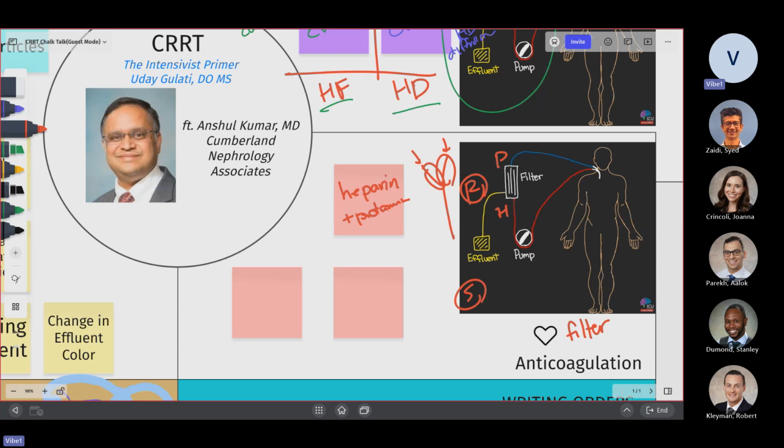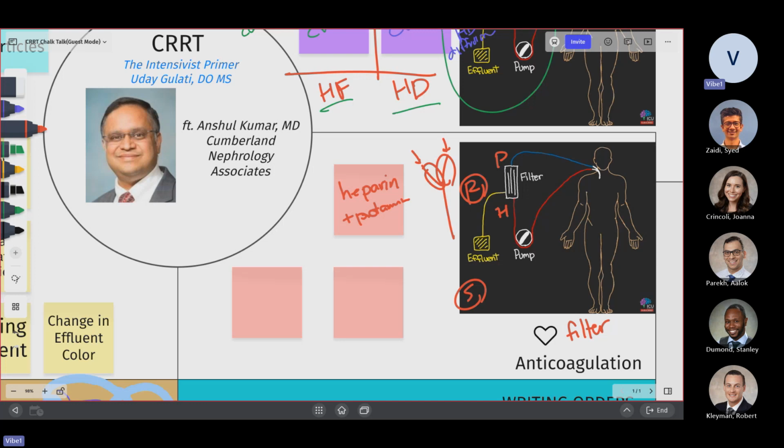So, patients can already be on anticoagulation. They can be on it for a blood clot, for AFib or a PE, or whatever reason they're on anticoagulation for. And so this is obviously great, but the downside is that you have a higher risk of bleeding. So we don't put patients on systemic anticoagulation just for dialysis.